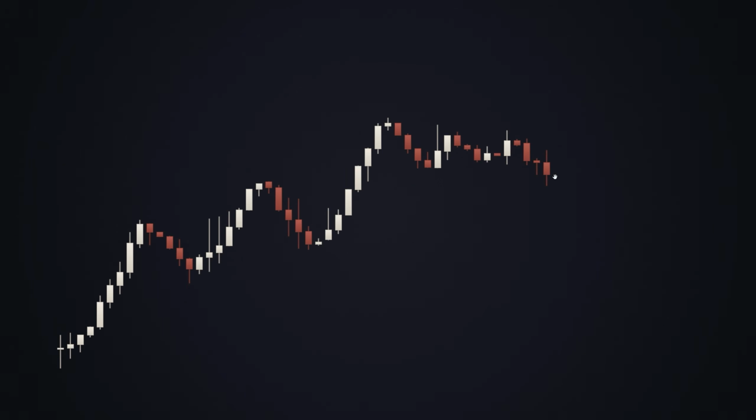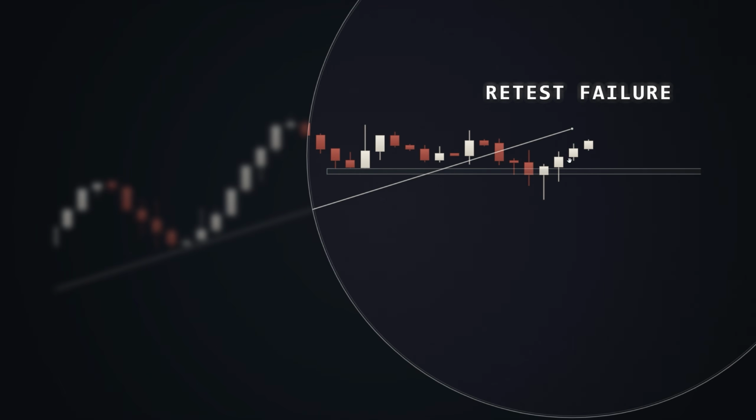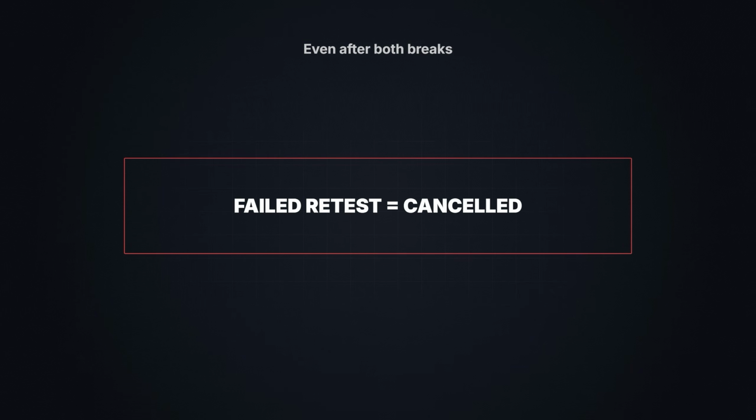Now this gold chart looks valid at first, and that is why it matters. Price breaks both the diagonal line and the horizontal level before London. Then it comes back for the retest, but the candle closes back inside the old range, which means price is going sideways, stuck in a box. I pass this one. Note this down. A failed retest cancels the setup, even after both breaks happen.